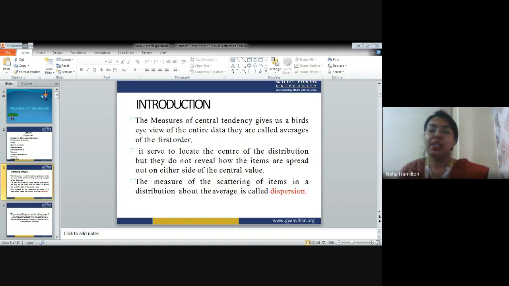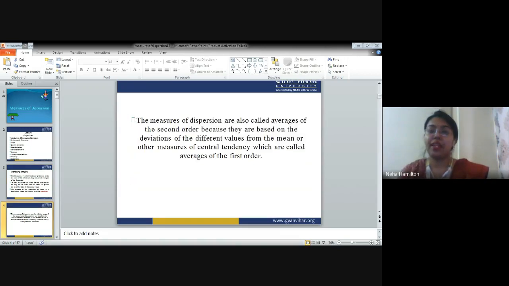It serves to locate the center of the distribution, but it does not reveal how the items are spread out on either side of the central basis, right? Central tendency gives us an idea of what is the middle point of the data, right? But it doesn't give any idea about the dispersion. Dispersion means how the data is spread around the central point. That doesn't give any idea about that.